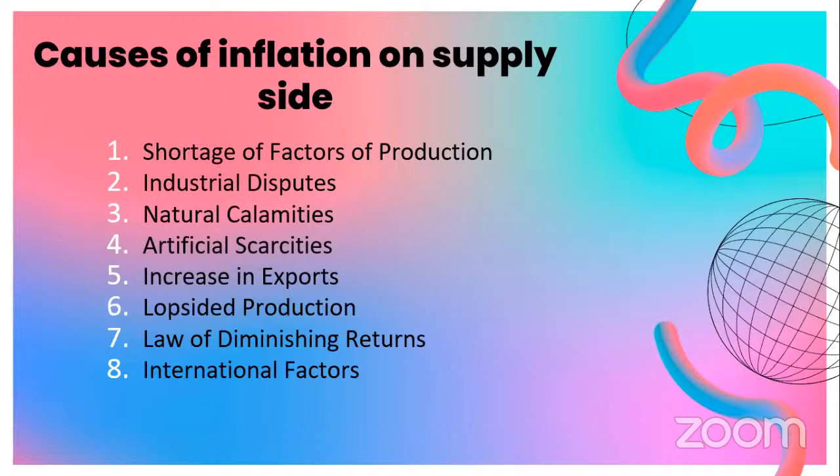Six is lopsided production. If the stress is on production of comfort, luxury, or basic products to the neglect of essential consumer goods in the country, this creates shortage of consumer goods. Seven is low diminishing return. If industries in the country are using old machines and outmoded methods of production, the law of diminishing return operates.